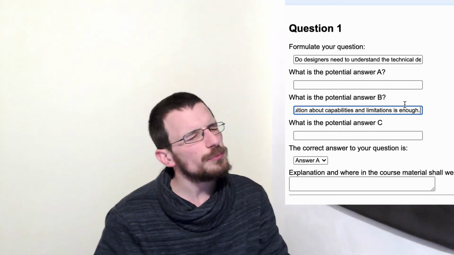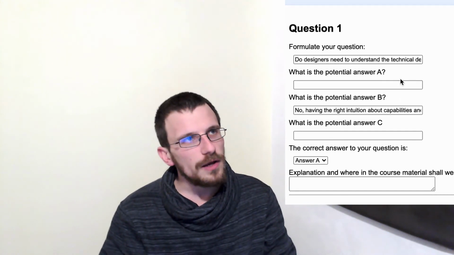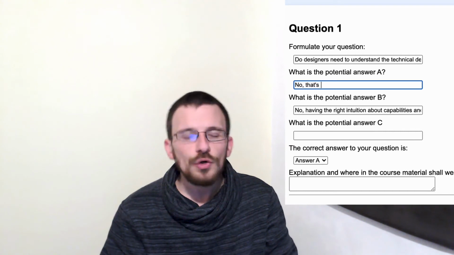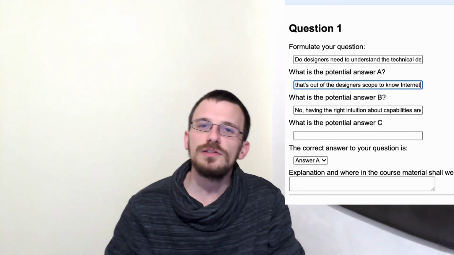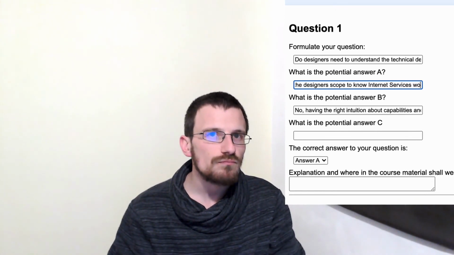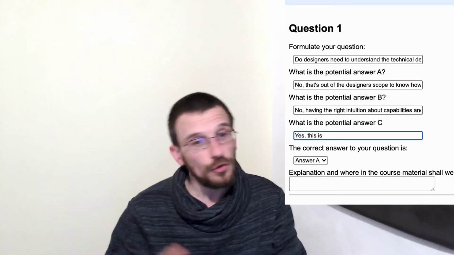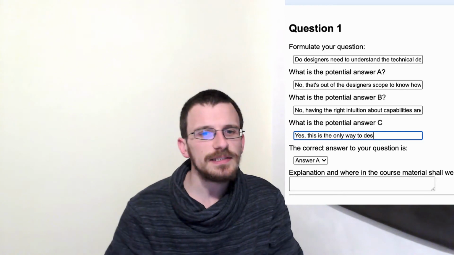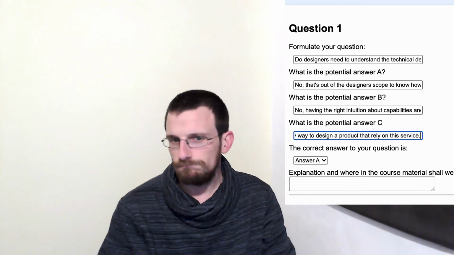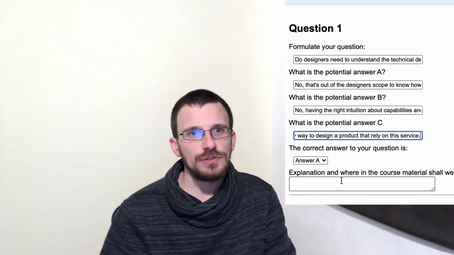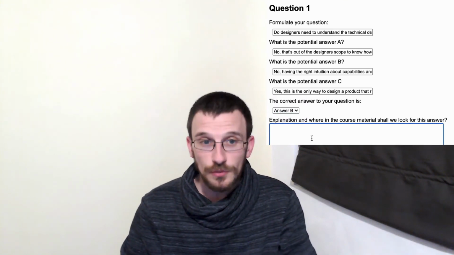And then I need to come up with two answers that are not completely right. So the first one could be: no, that's out of the designer's scope to know how internet services work. And the second one could be: yes, this is the only way to design a product that relies on a service. And then here I would select that the correct answer is answer B.